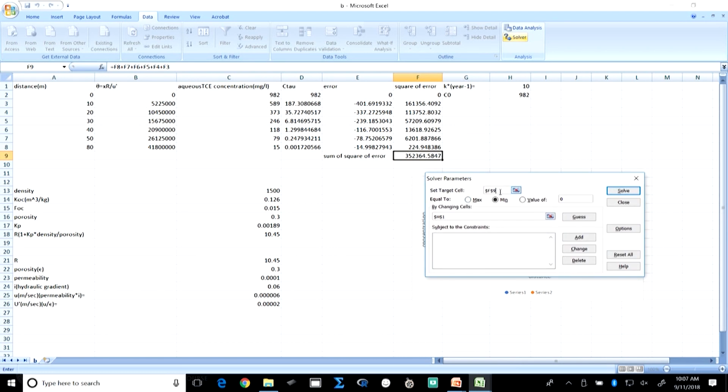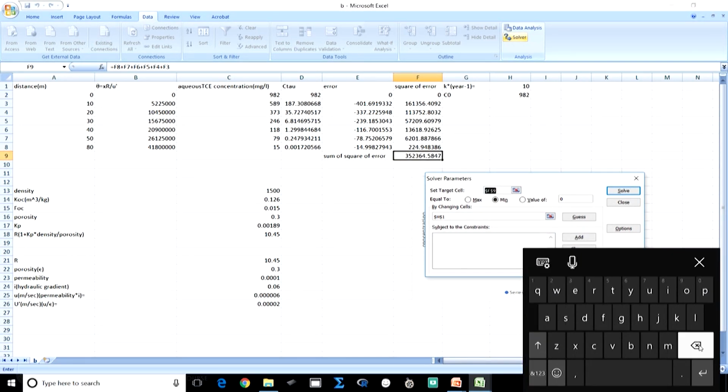I am trying to change, or this target cell obviously needs to be the one that I am trying to minimize here, right. So, that is going to be my sum of squared errors relevant cell. It looks like F9 was already selected. So, it is F9, and what do I want that to be? Do I want the sum of squared errors to be the maximum? No, I want it to be the minimum. And how can I get to that particular minimum value? By changing this particular cell, which is the rate constant here.